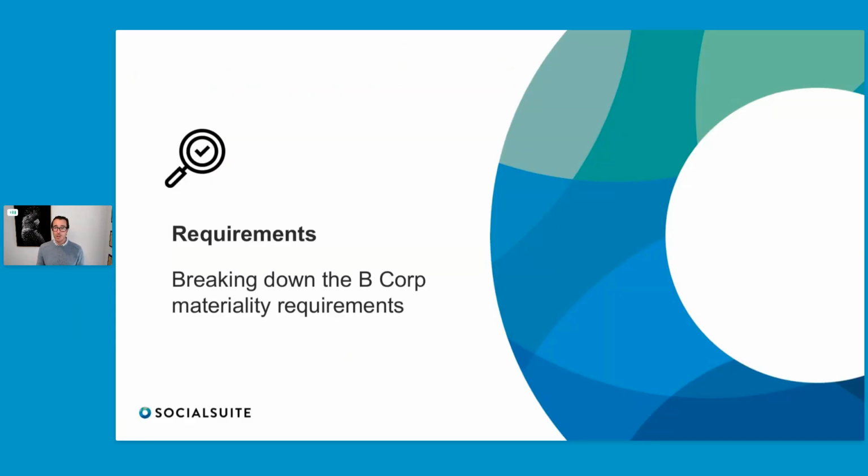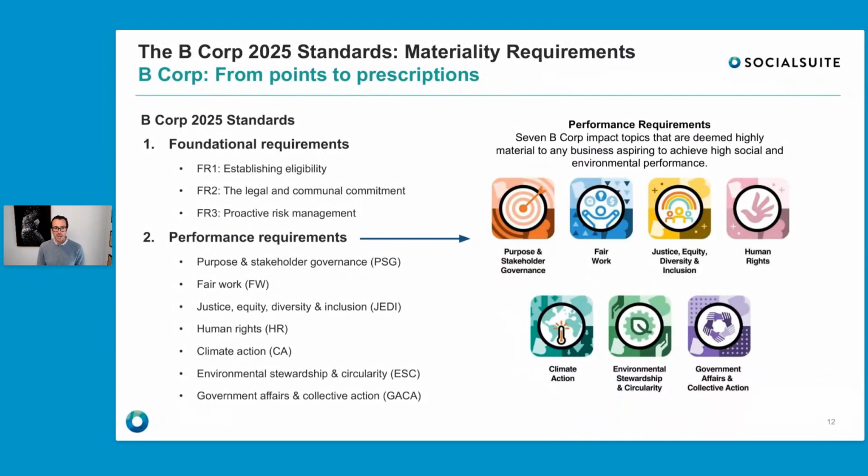So let's then look at breaking down the B Corp materiality requirements. Now, the first step is maybe to look at those new standards. So we now have the 2025 standards, or V7. So the latest version is the 7th version of the B Corp standards. I'm going to refer to them as the 2025 standards here. And we see they're made out of 3 foundational requirements, 1, 2, and 3. Everyone will need to do that, and everything in there is the same for everyone.